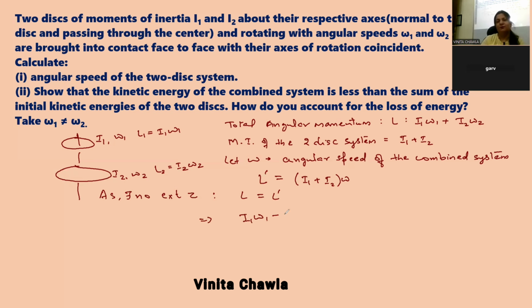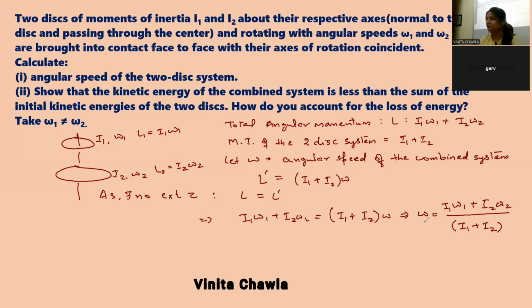So we can write I1 omega 1 plus I2 omega 2 is equal to (I1 plus I2) omega. So from here we can find the value of omega. We can write omega in terms of these variables: omega is (I1 omega 1 plus I2 omega 2) divided by (I1 plus I2). This is the angular speed of the combined system. Okay. तो फर्स्ट पार्ट में आपको एंगुलर स्पीड फाइंड करना था, तो ये हमारा फर्स्ट पार्ट हो गया.